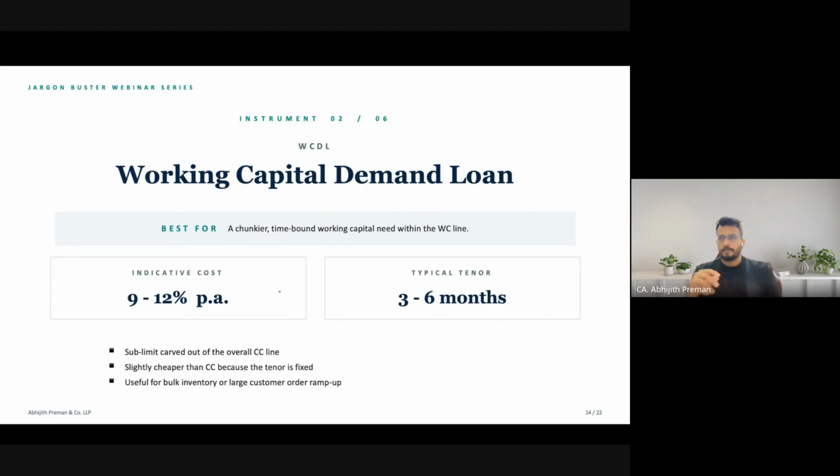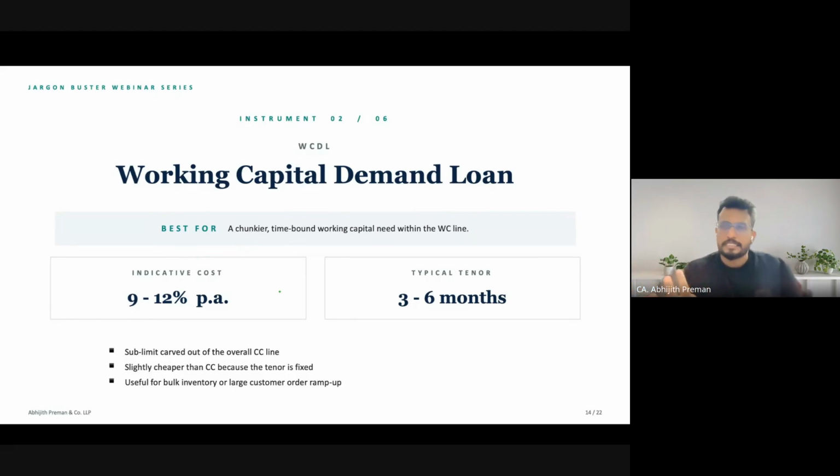Then we have the working capital demand loan. This is best for a chunkier, time-bound working capital need within the working capital line. We call it an ad hoc limit also. This is where you are in a business with some seasonality. For example, you are in the business of firecrackers, and during Diwali or Vishu in Kerala is when you have most of your sales.